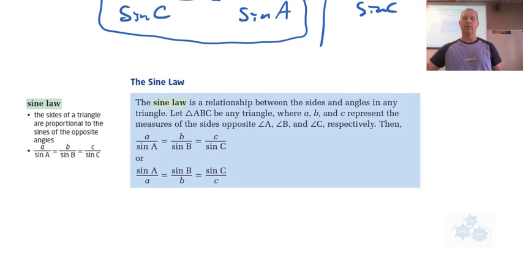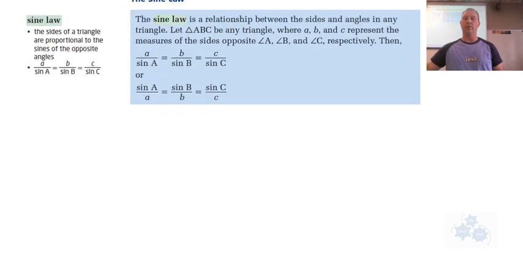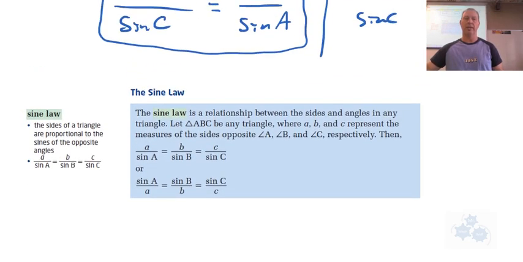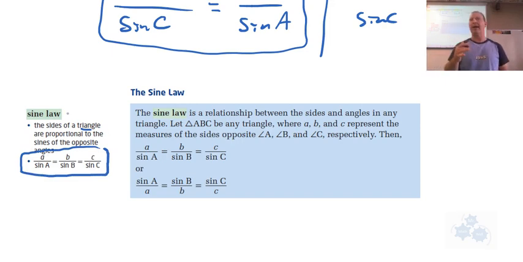Okay? So here's the sine law. This is what we've worked on developing here. It says that the sides of a triangle, that is any triangle, are proportional to the sines of the opposite angles. That means this, and this is going to be easy for you to remember right here. So the sine law is this: A over sine A, that ratio, is equal to B over sine B, which is also equal to C over sine C.